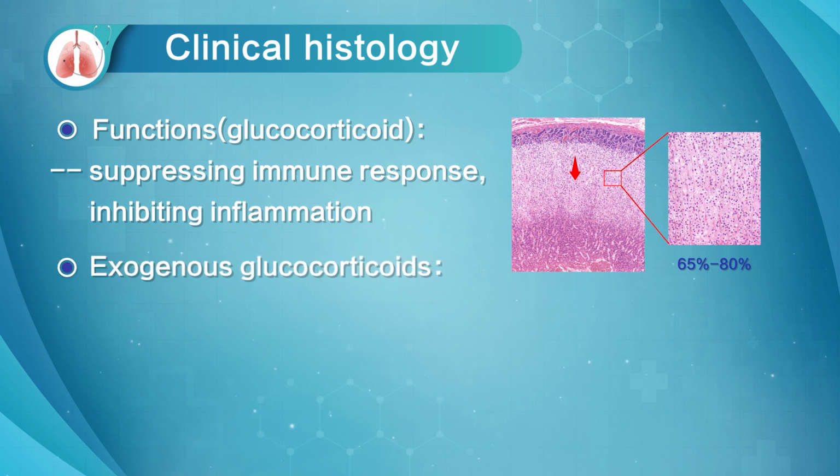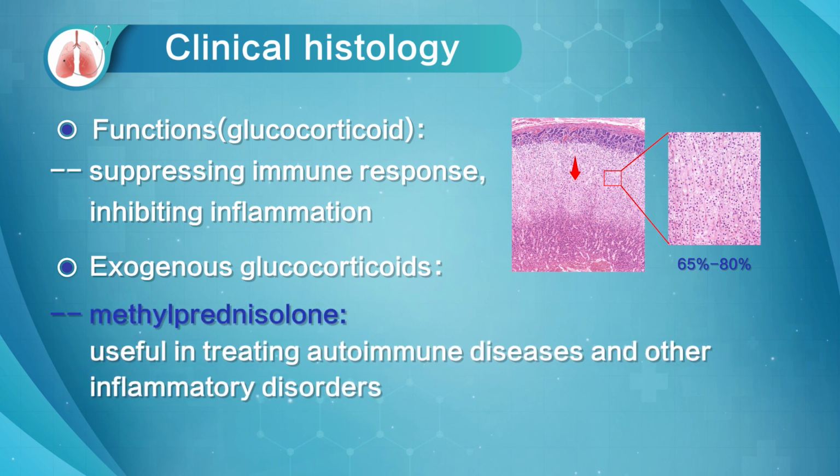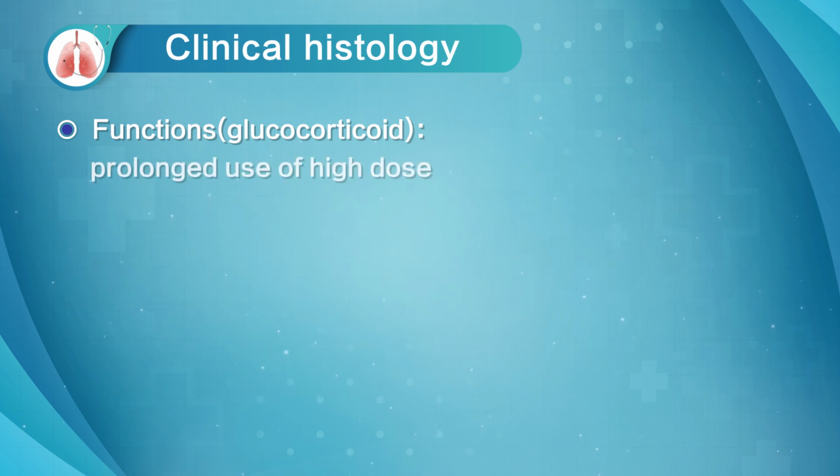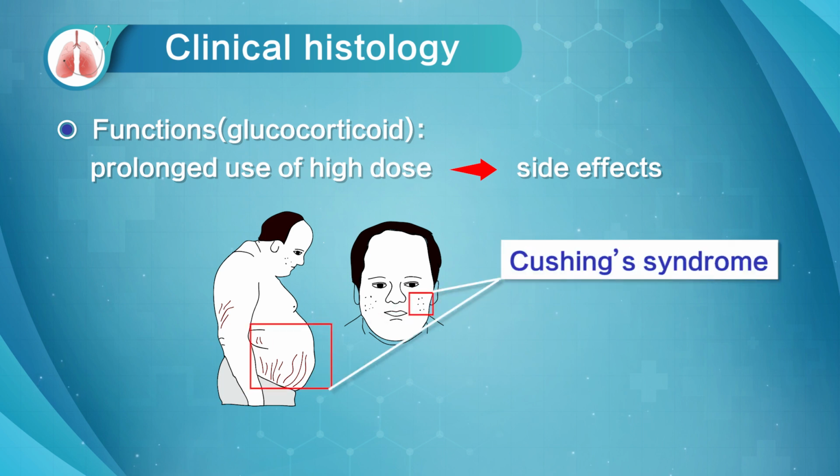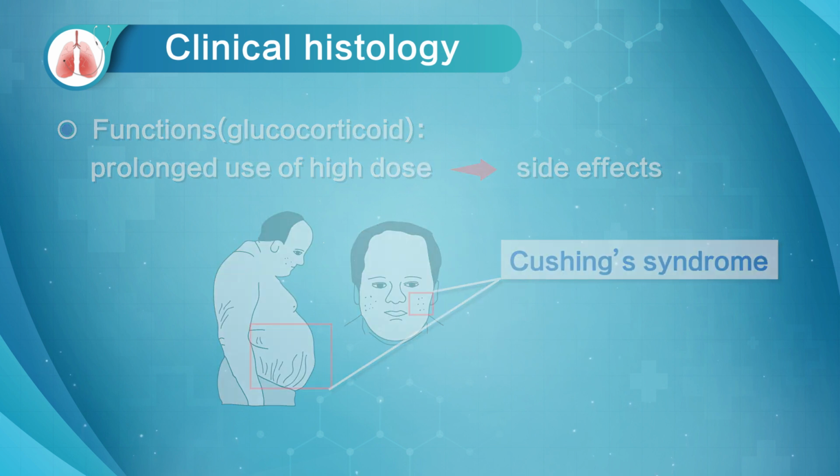Exogenous glucocorticoids, for example, misoprostol, are very useful in treating autoimmune disease and other inflammatory disorders, such as asthma. However, prolonged use of high-dose glucocorticoid will lead to many side effects, as manifested by those in our case. The symptoms are similar to the Cushing's syndrome caused by increased ACTH or an adrenal tumor.